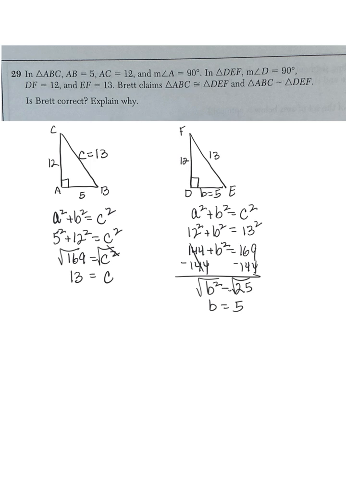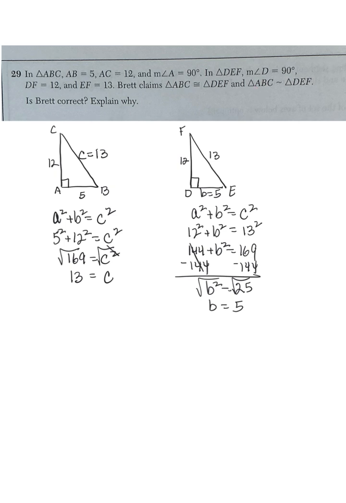So now you can see 12 is equal to 12, 13 equals 13, 5 equals 5. So it says, Brett claims, I'm just reading this part right here, that the two triangles are equal. And it says, is Brett correct? I'm ignoring this for the moment. So yeah, he is correct.